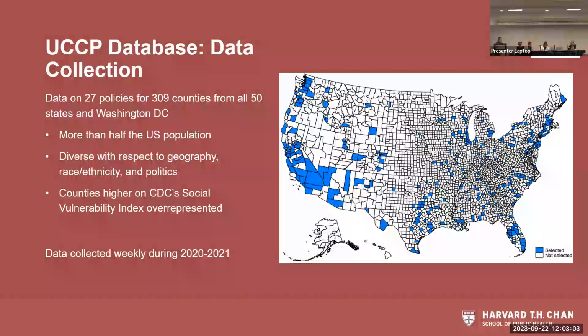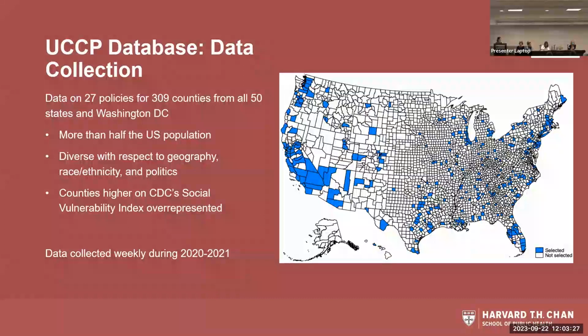This is a randomly selected sample of counties. We sampled proportional to county population and oversampled counties higher on the CDC's Social Vulnerability Index, while ensuring at least one county per state, and trying to have a higher selection also of non-metro counties. The time period we cover is 2020 to 2021, during which data are collected on these policies at weekly intervals.